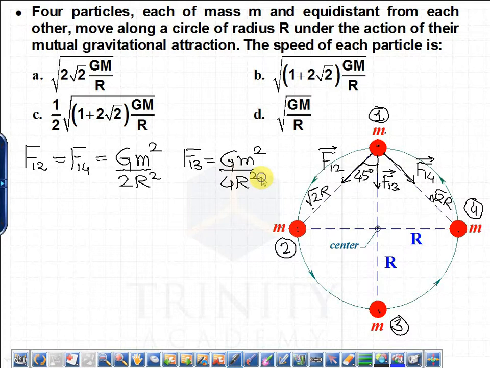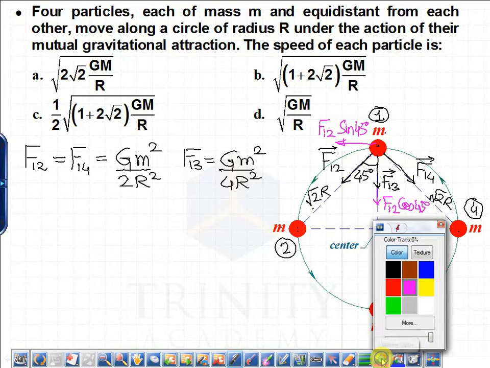We have the magnitudes of these forces, but F12 and F14 are not directed towards the center, so we require their components which are towards the center. It can be seen very clearly that one component of F12 will be in the horizontal direction, that would be F12 sine 45 degree, and one component would be vertical, towards the center, which we will write as F12 cos 45 degree.